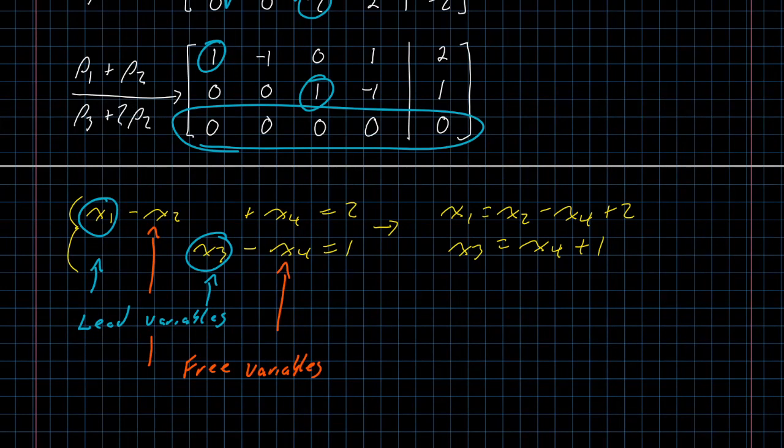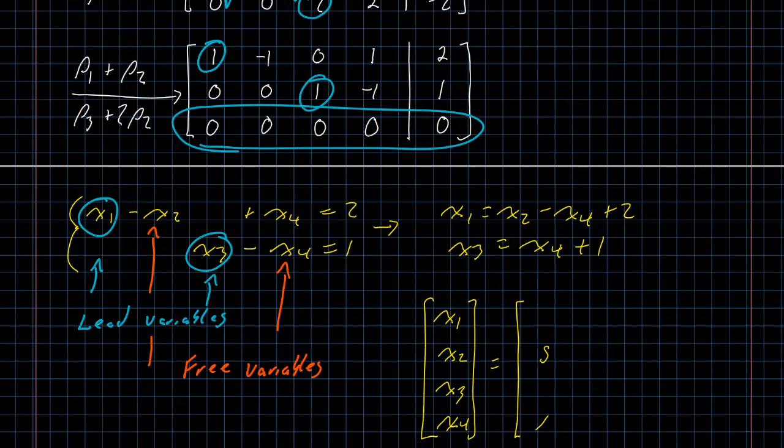Then we take each of our free variables and we assign it a parameter. Starting with s and t is a common choice. You don't have to do that, but it seems to be the norm. So we'll write x1, x2, x3, and x4. Well, x2 is a free variable. Let's just call it s. x4 is another free variable. Let's just call it t.